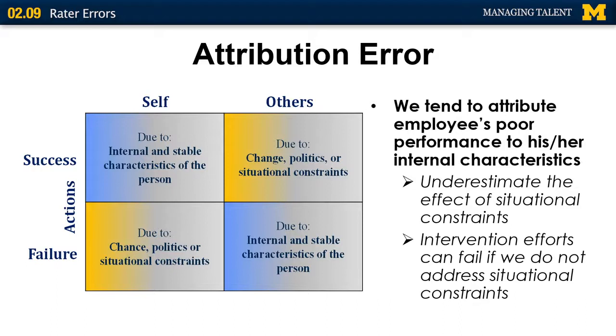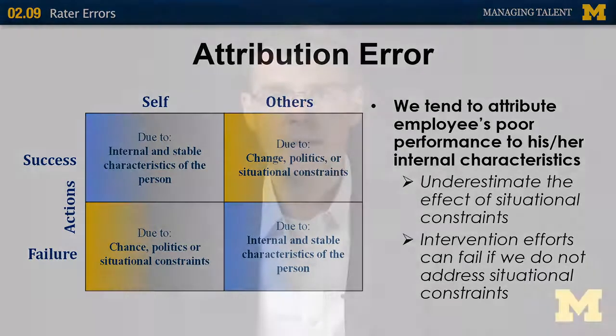And that creates at least two problems. One is that we can assign needlessly stringent ratings to employees. And secondly, our intervention efforts can fail because we're not addressing the root cause of the problem. We're not addressing the situational constraints. Lack of resources, support from your manager, support from your teammates.